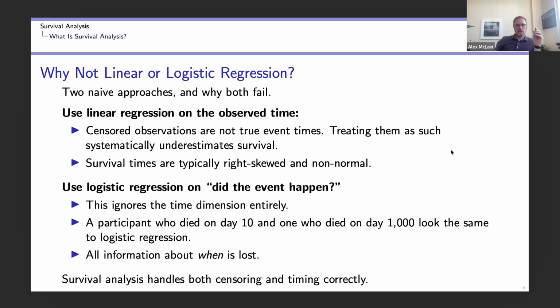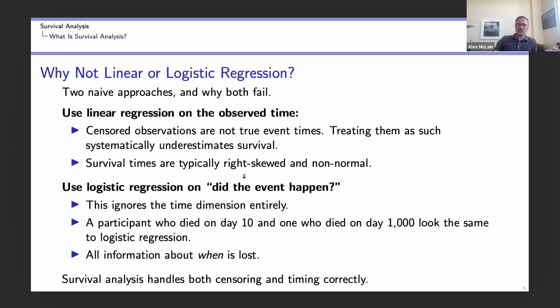If we use linear regression on observed time, the problem is the censored observations are not observation times. If somebody is censored at 5 years, what are we going to do with that five? They're not real event times. If we treat them as such, it's going to underestimate survival. If we ignore them, we're also creating biases, also underestimating survival. So there's no natural way to incorporate censored observations.